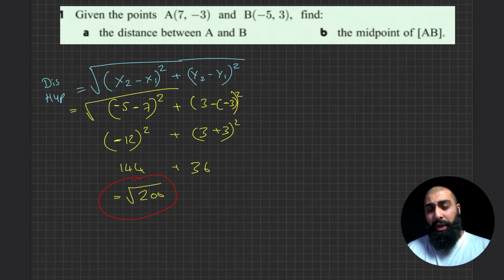You can simplify that root. We could say 4 times 50, which will give us 2 square root of 50. You could even do 25 times 2, which will give us 5 times 2, 10 root 2. So the distance between A and B is 10 root 2.